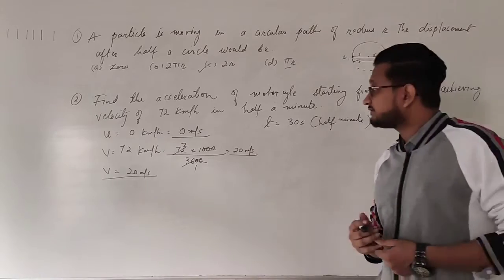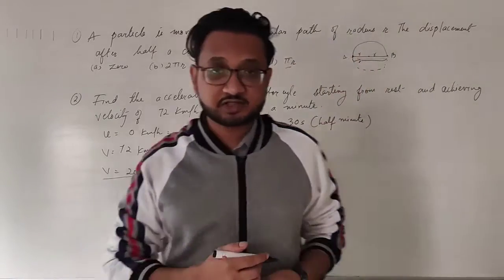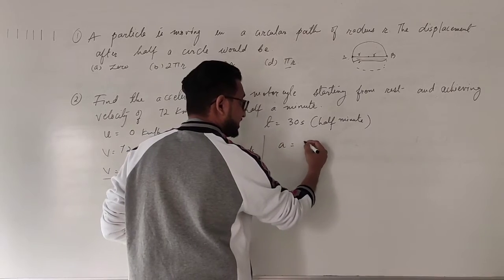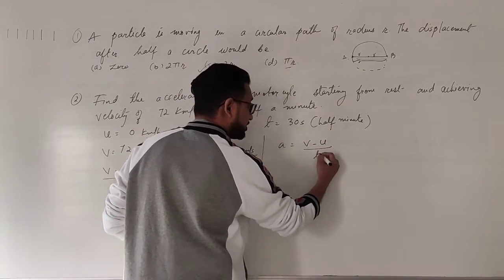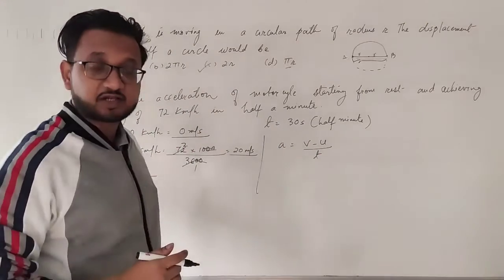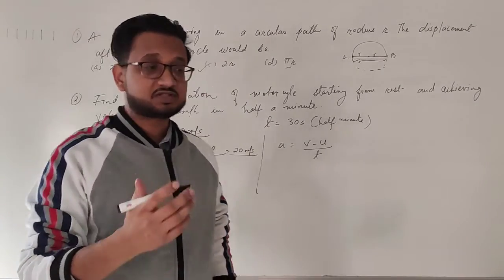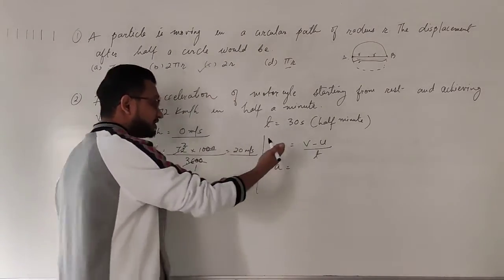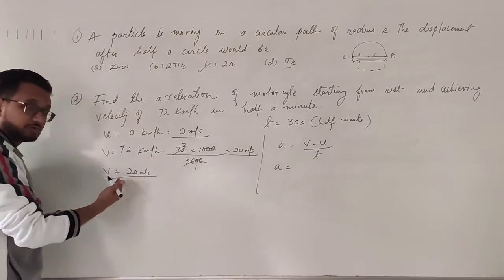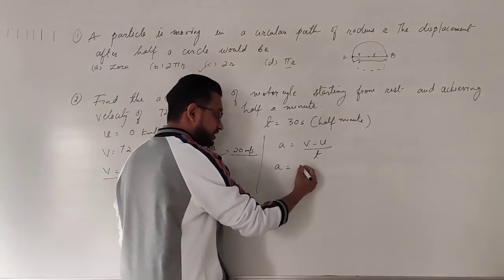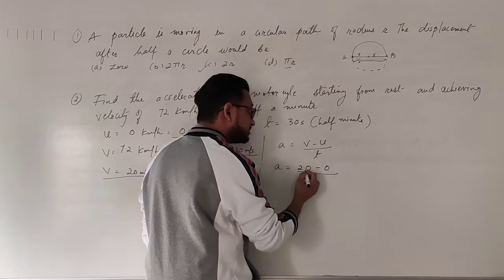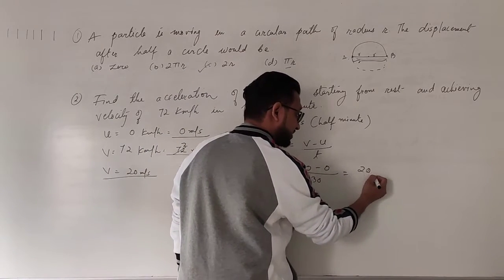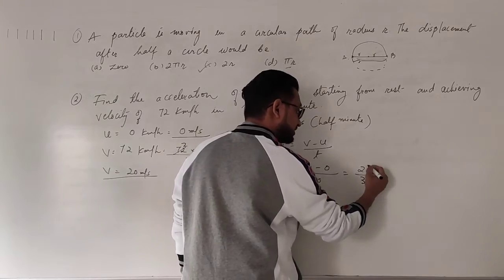Now the only thing left is to find the acceleration, and for acceleration we have a is equal to (v minus u) upon t, that is change in velocity upon time taken. This is our acceleration. So a is equal to, what is final velocity? 20 meters per second. Initial velocity is 0. Time is 30 seconds. I will write over here 20 minus 0 is 20 upon 30.